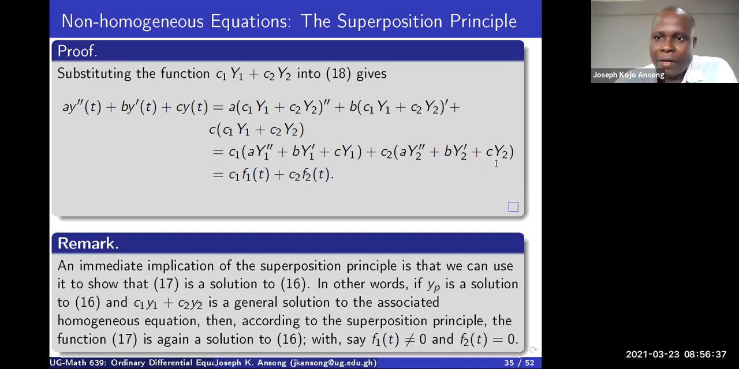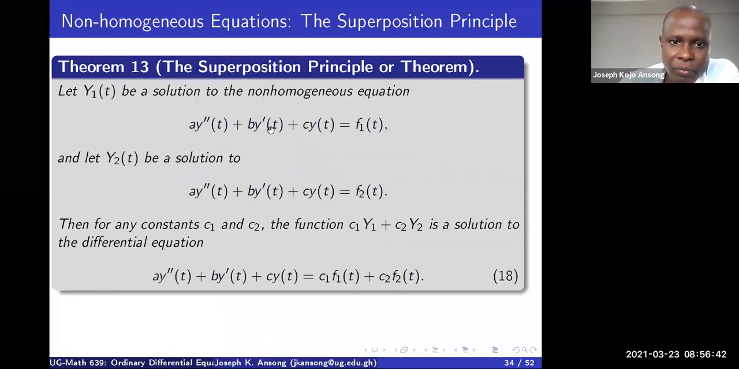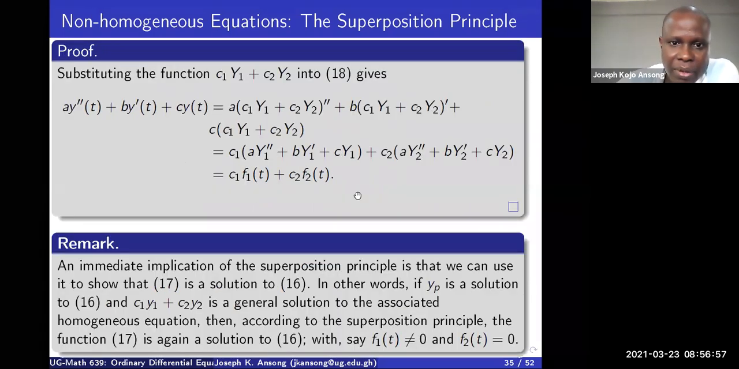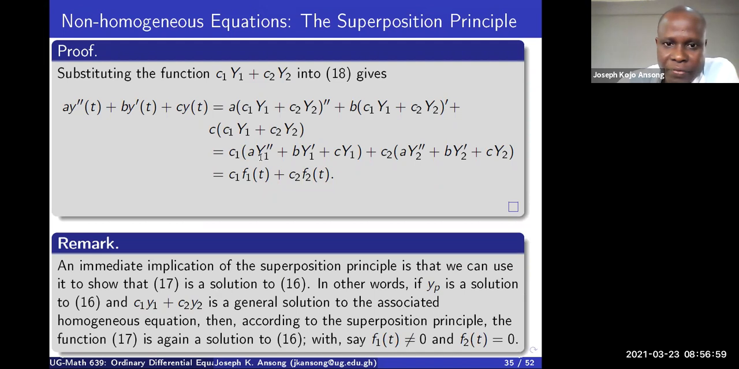Now note that y1 is a solution to this equation. So if I plug y1 in here, it should satisfy this. So this left-hand side with y1 should be equal to f1 of t, and this with y2 has to be equal to f2. So that is what we have here. Since y1 satisfies the first equation, all of this here is f1, and that here is f2. And so we get the right-hand side of the equation. And so this is actually a solution to that differential equation that we're trying to prove.